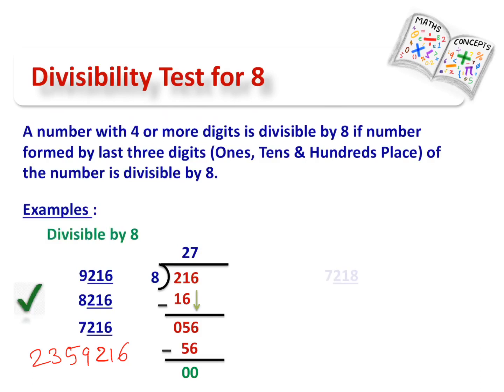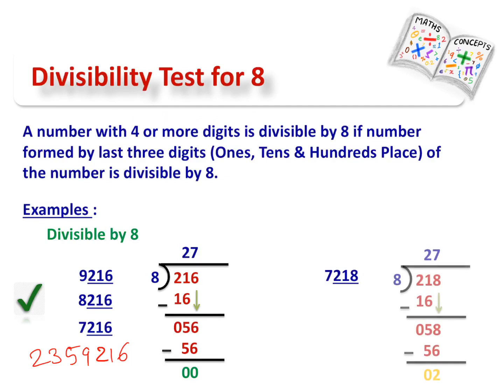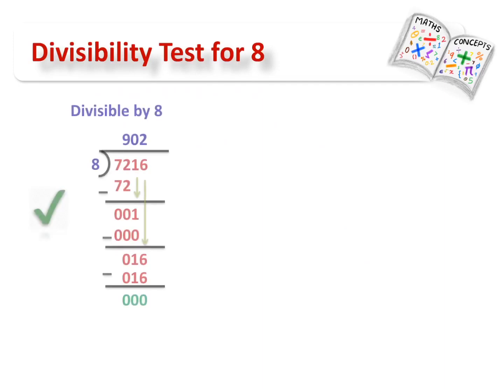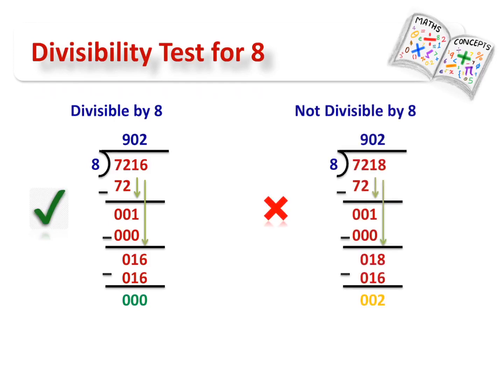Okay, all right, let's take another example. 7218. Here 218 is not divisible by 8, and hence we say that 7218 is not divisible by 8. Okay, let's validate this test for 8. 7216 divided by 8 gives me quotient 902 and remainder 0, and this validates our divisibility test for 8. This number is divisible by 8. 7218 divided by 8 gives me quotient 902 but remainder as 2, and that's why we say that it is not divisible by 8.